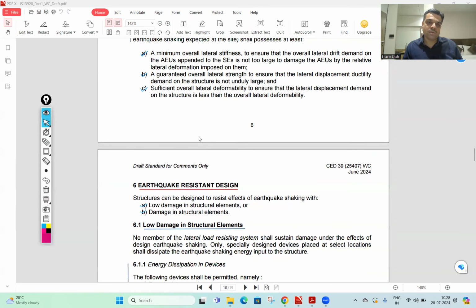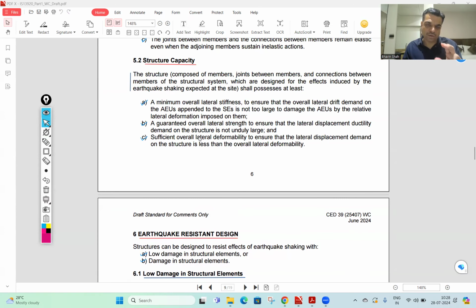So maybe all clauses which are written here, the mathematical limits, or let's say very specific requirements, may be addressed in the relevant parts. I think that may be added here.